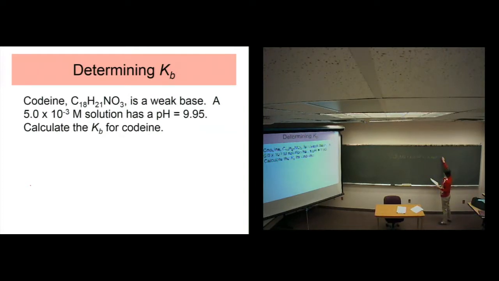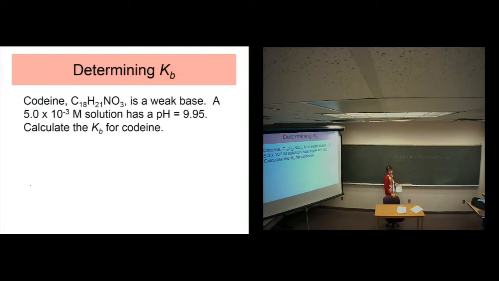So, 5.0 times 10 to the minus 3. That's my initial concentration, 0.0050 molar. Great, I got that. And it has a pH. Does anybody notice we don't have any hydrogen ions? What am I supposed to do with the pH then? Find the pOH. Exactly. Have we not done that?